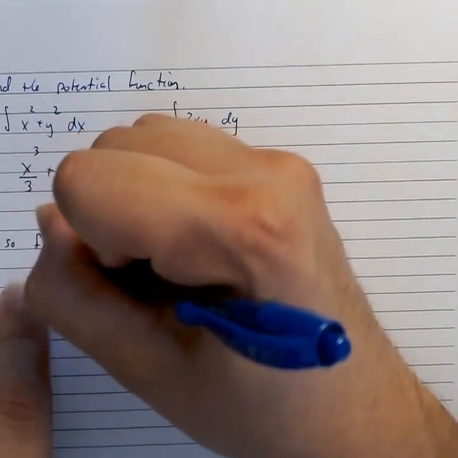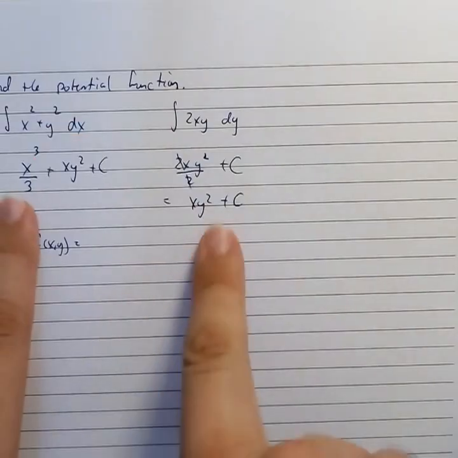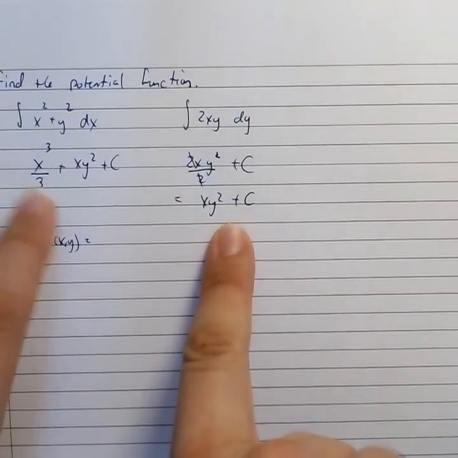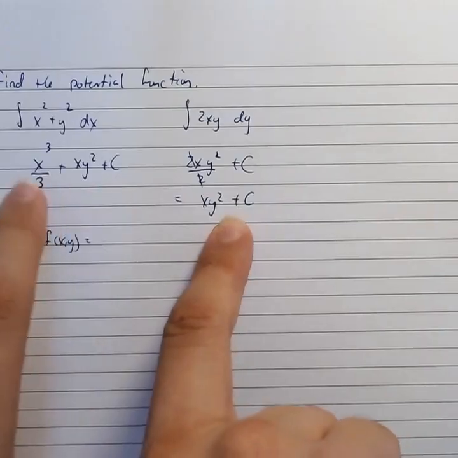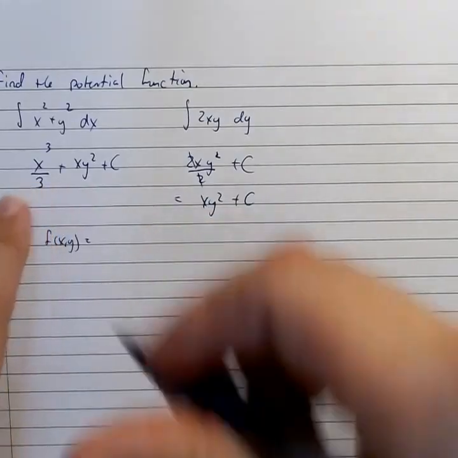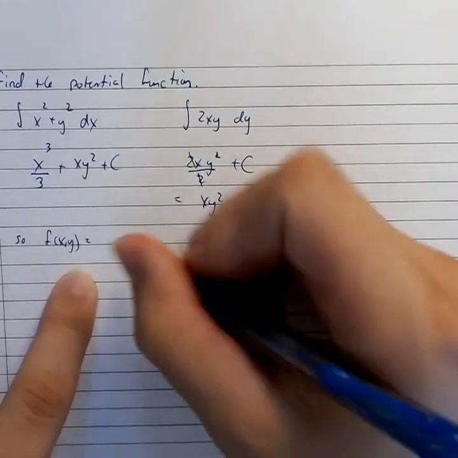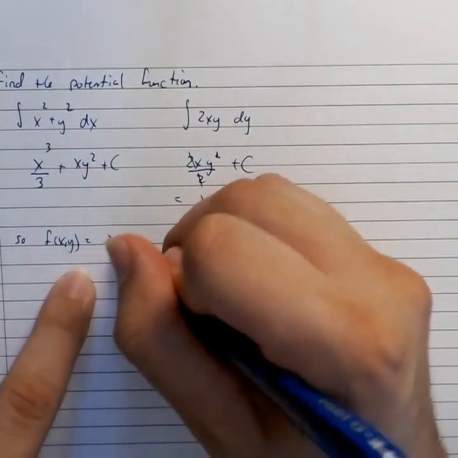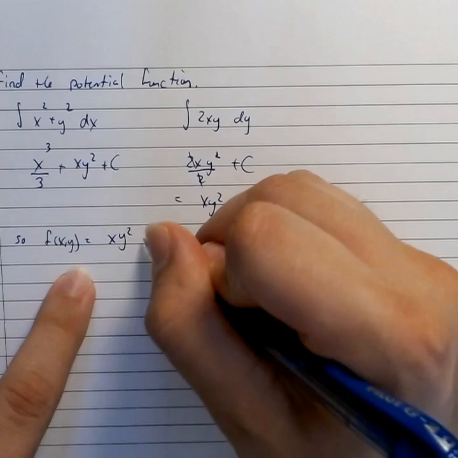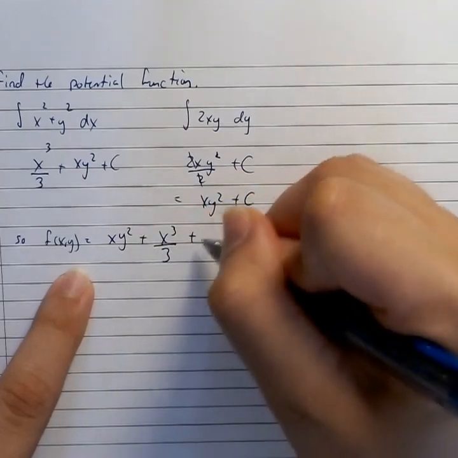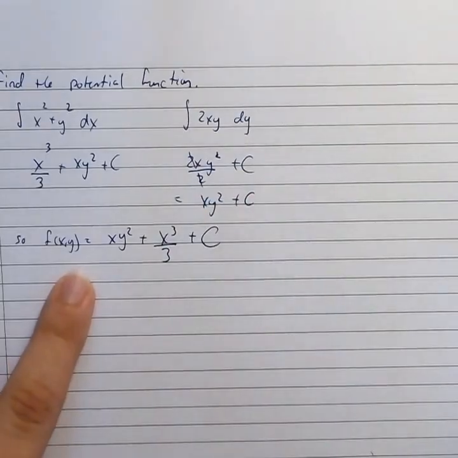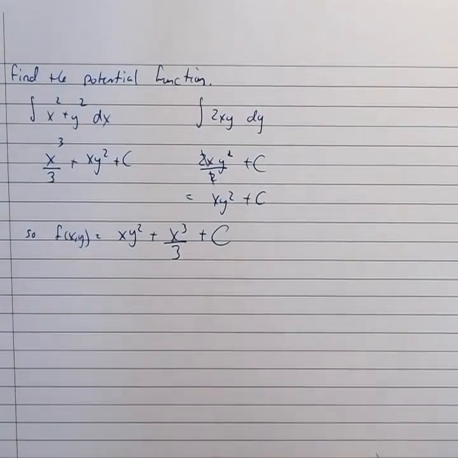So f of x comma y is given by, well, the union of these is this one over here, right? Because this is already contained in here, but this one has something this one doesn't. So the union of these two sets is going to be xy squared plus x to the third over 3 plus a constant of integration. So there's our potential function.